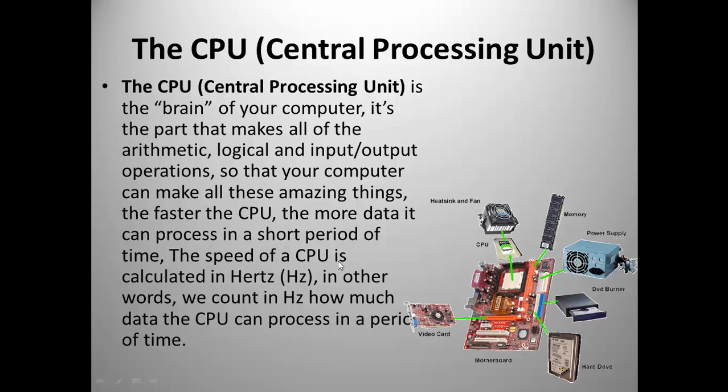The speed of a CPU is calculated in hertz. It's written in short Hz. In other words, we count in hertz how much data the CPU can process in a period of time.